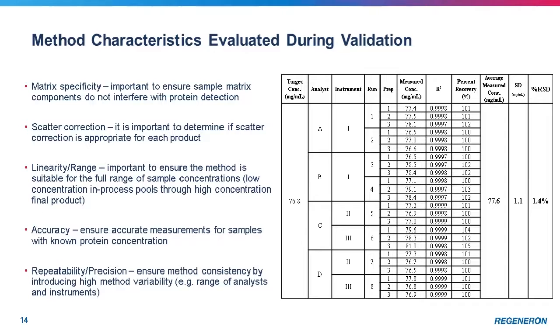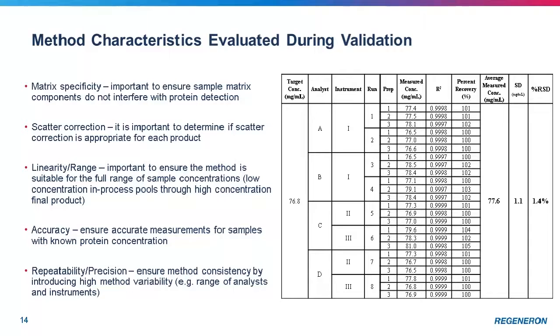Scatter correction, which is important to determine if scatter correction is even appropriate for each product that we analyze. Linearity and range of the method, which is absolutely important in our case where we test low concentration in-process pools all the way through very highly concentrated final product. Method accuracy, which just ensures that the instrument is performing as expected and outputting measurements that we expect for our samples. And the most important is repeatability and precision, which ensures that the method is consistently able to produce results, especially through a range of different analysts and instruments.